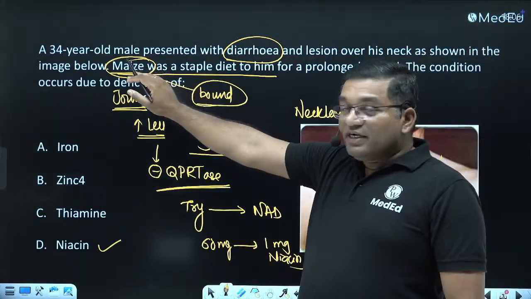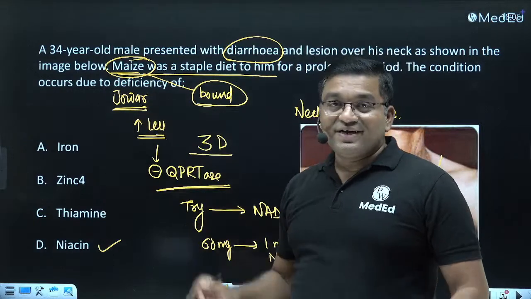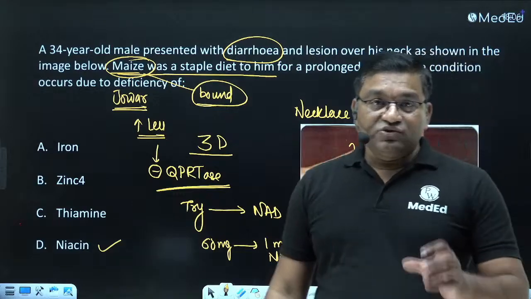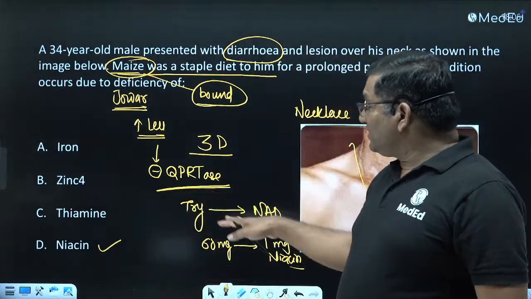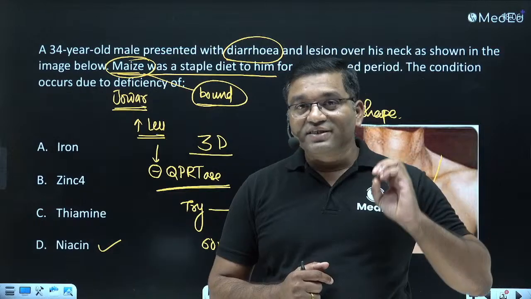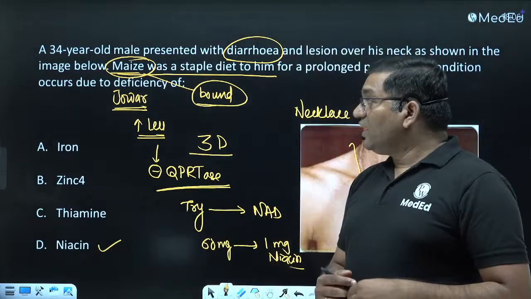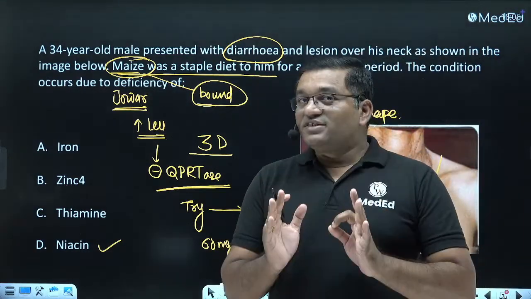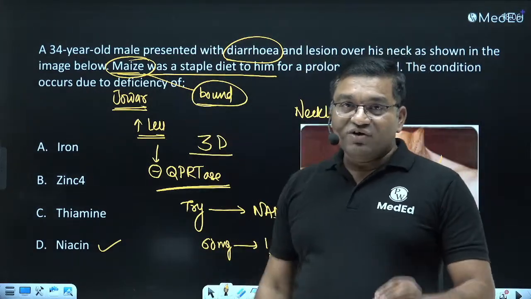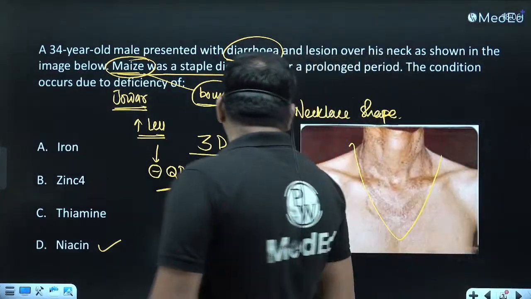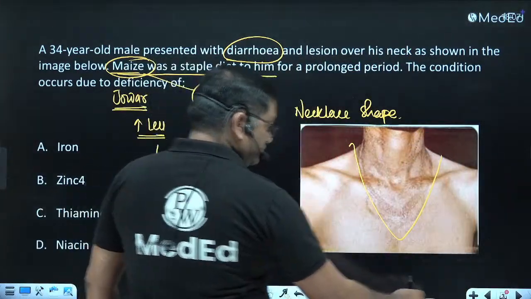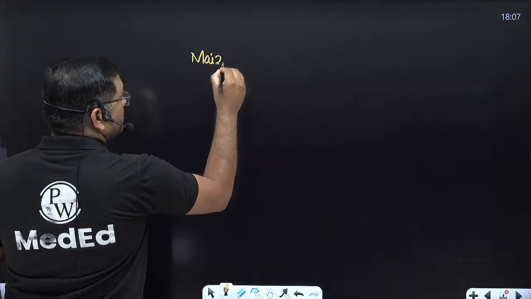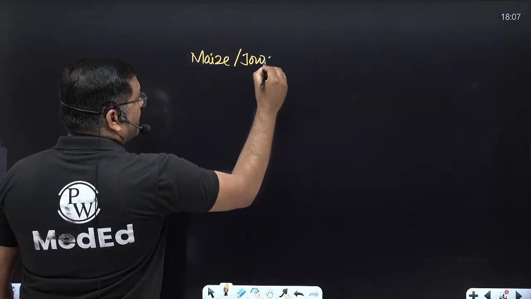Here tryptophan is converted into niacin. And see, when we eat maize or jowar as a staple diet, it inhibits the conversion of tryptophan into niacin. So it decreases the niacin synthesis, so that causes the classical 3Ds of pellagra: diarrhea, dementia and dermatitis. Okay, so remember this, niacin deficiency is there when we eat maize and jowar as a staple diet.